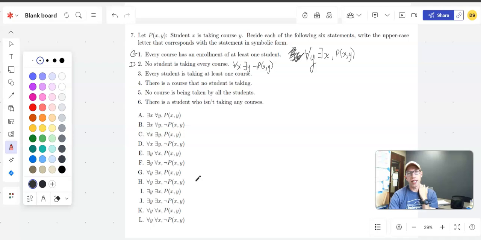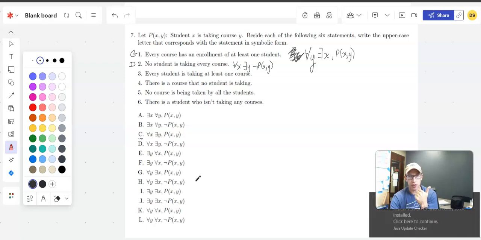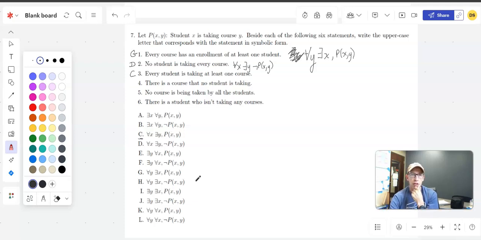Every student is taking at least one course. So this one I'm just going to go straight for every student you come up with. So for every x, there exists at least one course such that the student is taking the course. So this is what we're finding here in C. For any student, there exists at least a course such that the student is taking the course. So this is C.